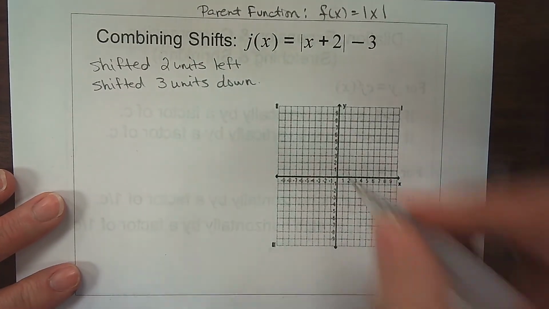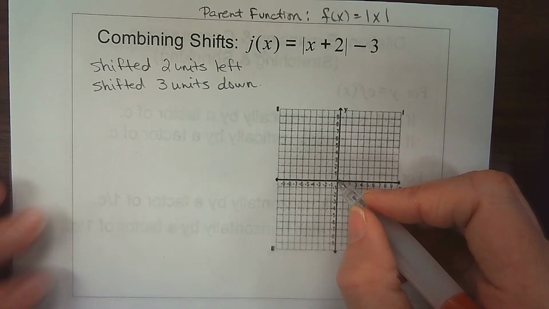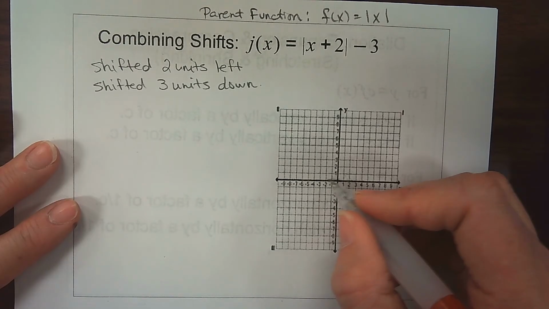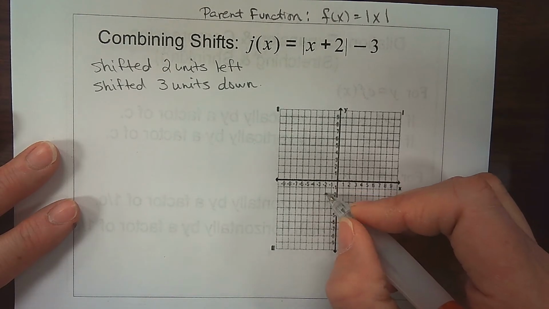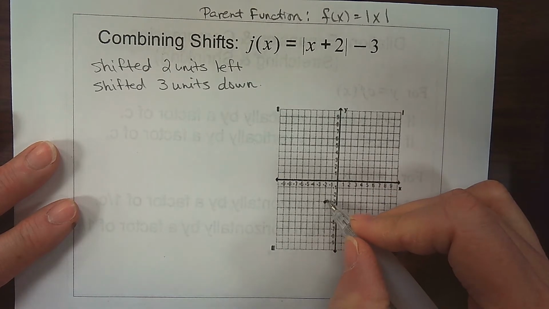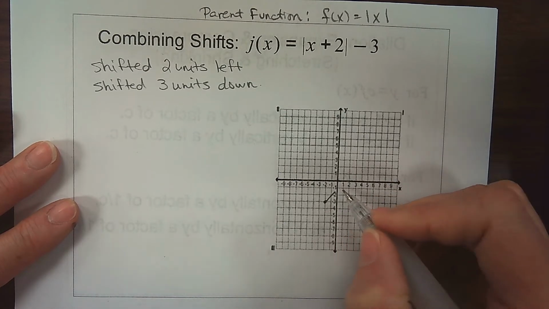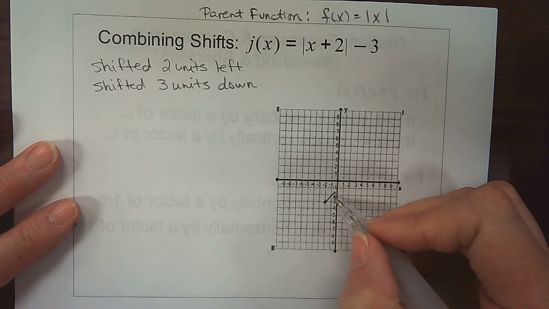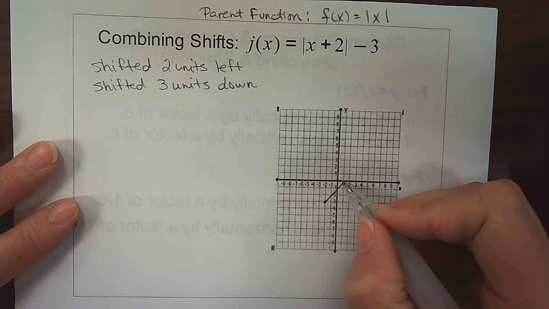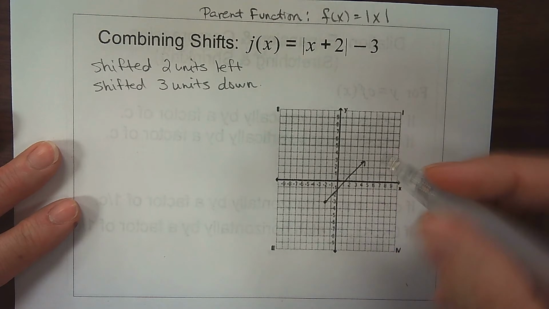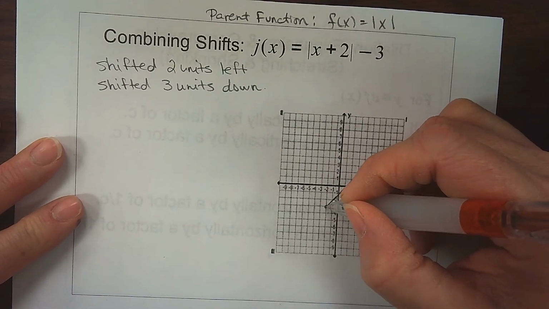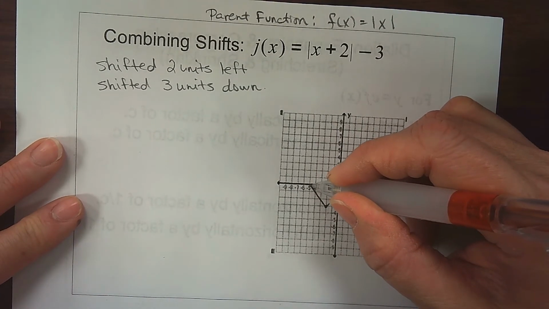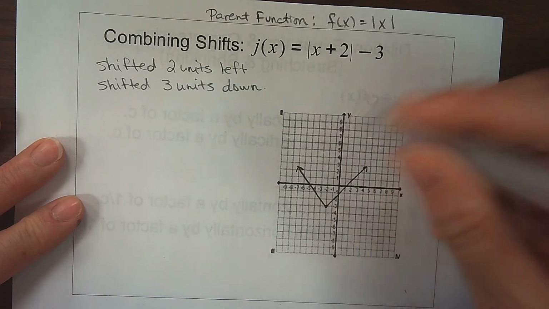So I can think about taking the vertex of that graph and moving it 2 units left, 3 units down. It's right here, and from there I'm going to have a slope that is positive as I work in this direction. Oh, I'm having trouble seeing this, it's so small. Okay, and a slope that is negative in the opposite direction.